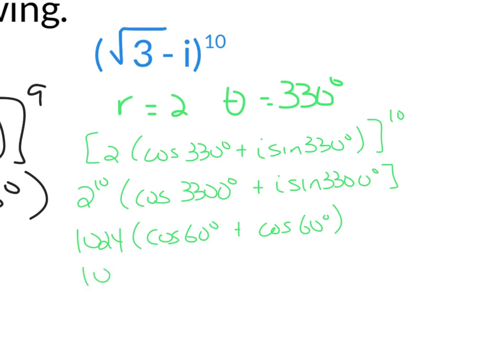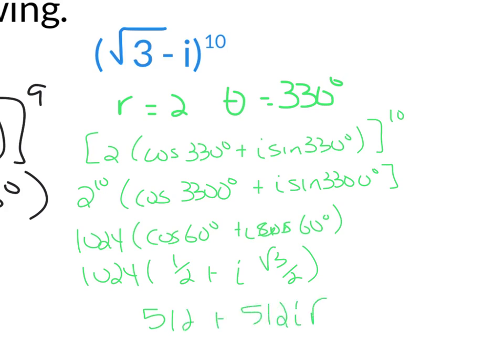So these are ones that we know. Cosine 60 is a half. Sorry, that should have been i sine right there. Sine 60 is square root of 3 over 2. So just multiply that out. Half of 1,024 is 512. Same thing here, 512 square root of 3 i. And that's all you got to do.